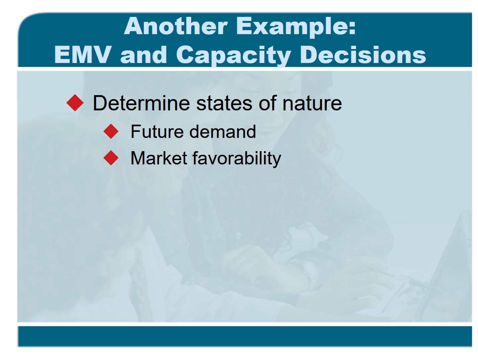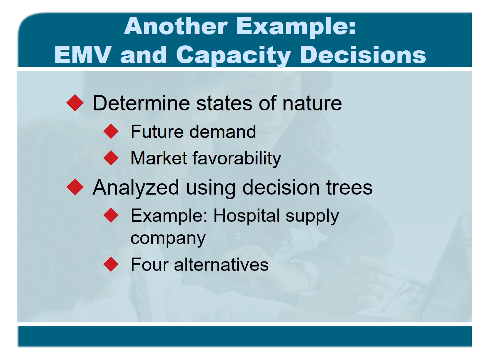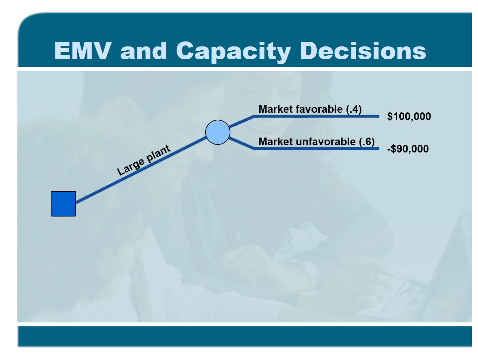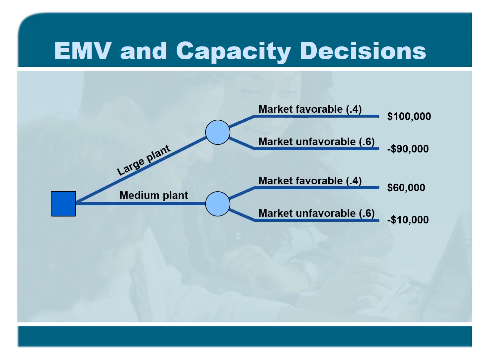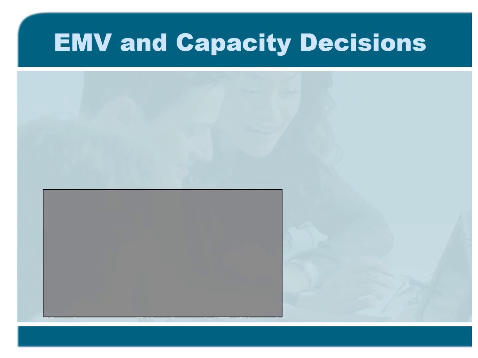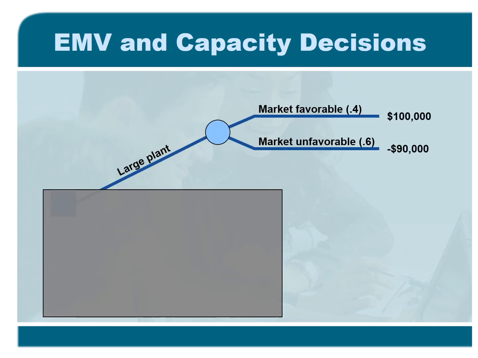Another example, EMV and capacity decisions: determine states of nature, future demand, and market favorability. This is analyzed using decision trees. For instance, a hospital supply company has 4 alternatives. Market favorable, make a large plant, make a medium plant, make a small plant, or do nothing. So here we see the different costs involved. And we do the figures.